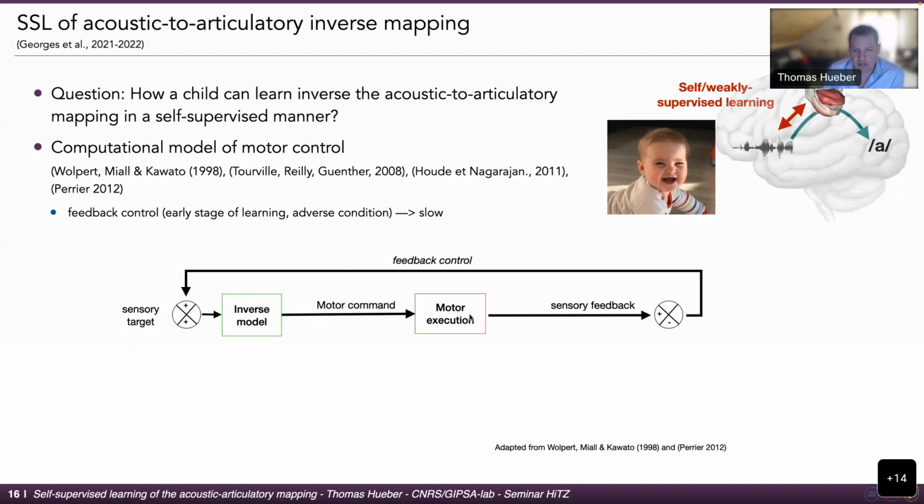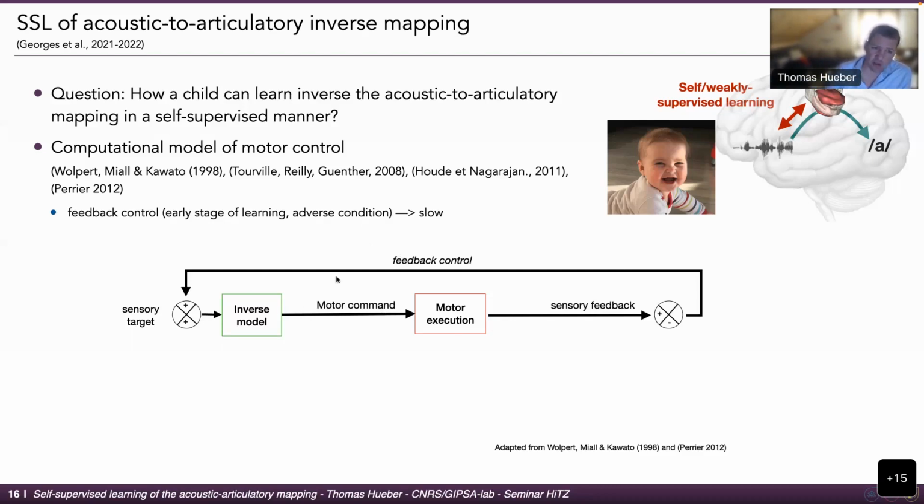And this motor command, we send that to the flesh, to activate our muscles, and we produce the sound. And we have a possibility to monitor the quality of the produced speech, and this is the sensory feedback. So we have a feedback control. We can adjust our motor command based on our sensory feedback, so that we can progressively reach this acoustic target. So this control loop is often called the feedback control loop.